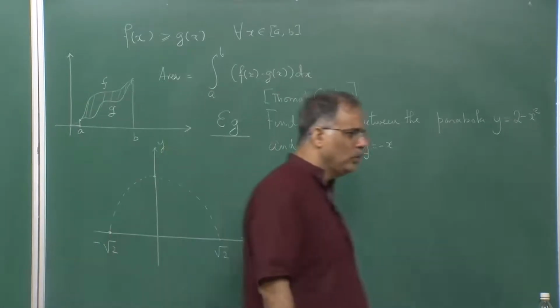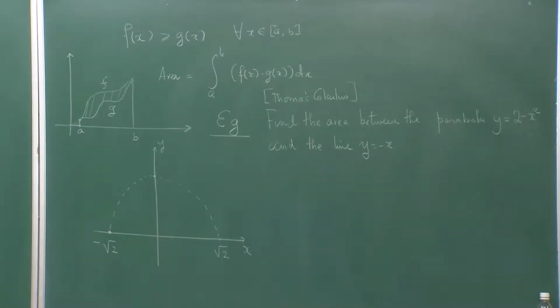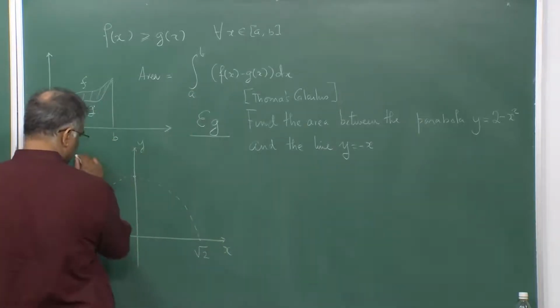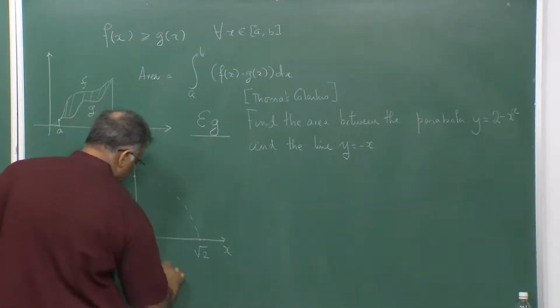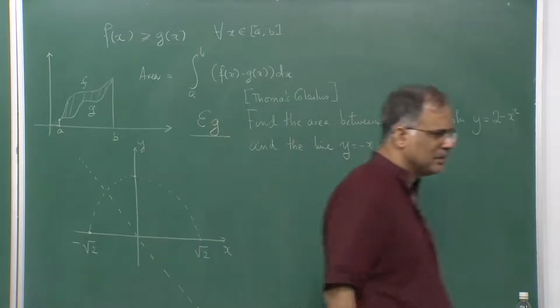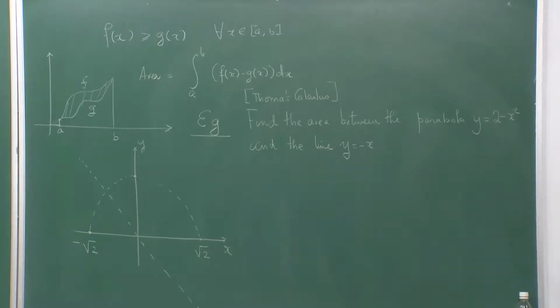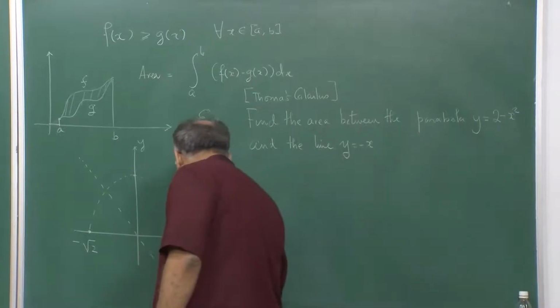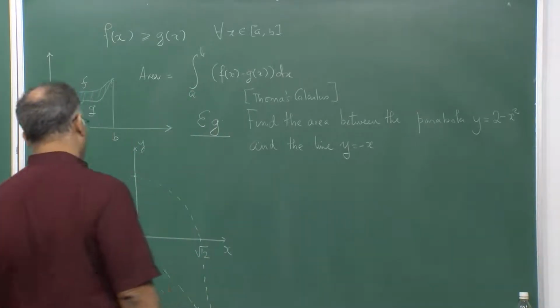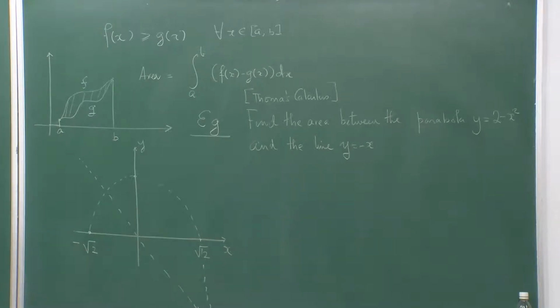Now, I need to know at which points the curve is intersecting, right, at which points this curve is intersecting y equal to minus x. So, y equal to minus x is the line, this, passing through 0. Where does it hit? Where does it cut the parabola? It cuts the parabola somewhere here, right. So, what are those points?